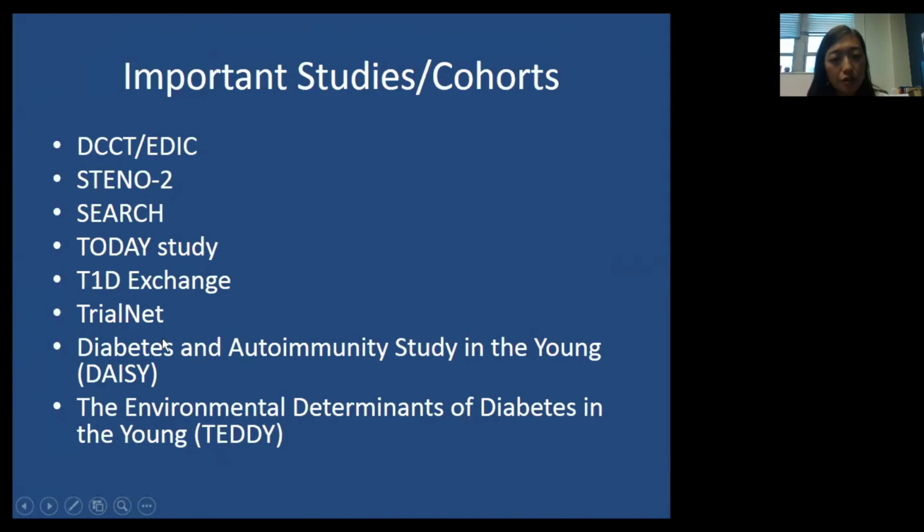TrialNet, which is looking at antibodies in family members of those with type 1 diabetes and the incidence of actual disease onset. The DAISY study and the TEDDY study are also fascinating studies to keep an eye out for in terms of their new publications and findings.